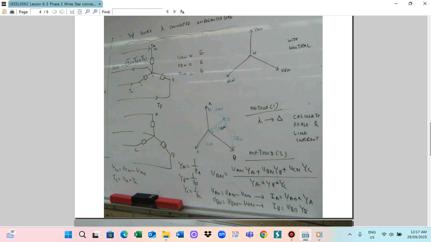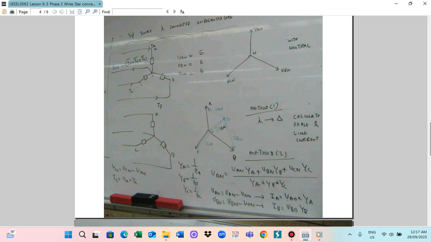Normally we connect like this. This is a neutral wire. This neutral wire usually carries the phase current. This one is IA, this is IB, this is IC. So the neutral current is IN equals IA plus IB plus IC. So this is the IN current.